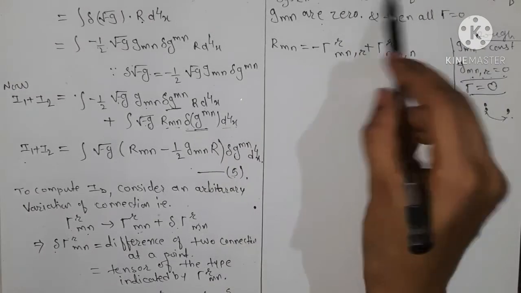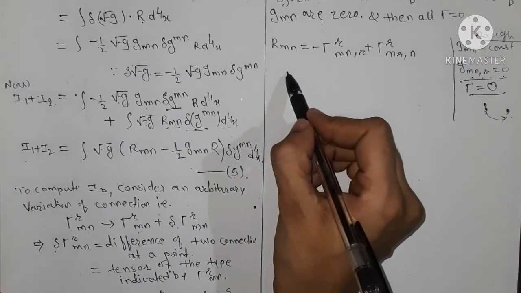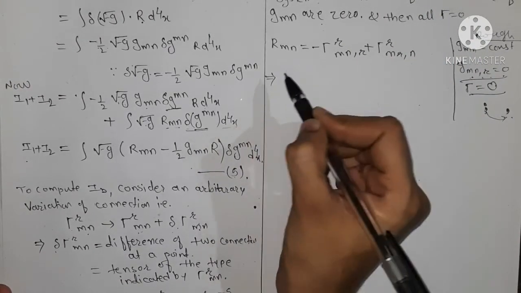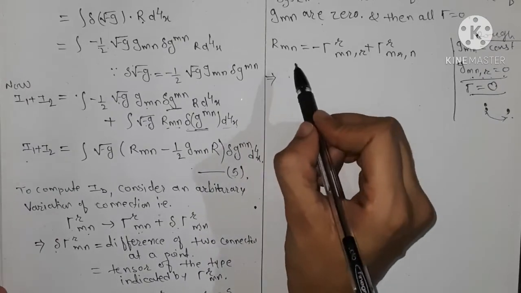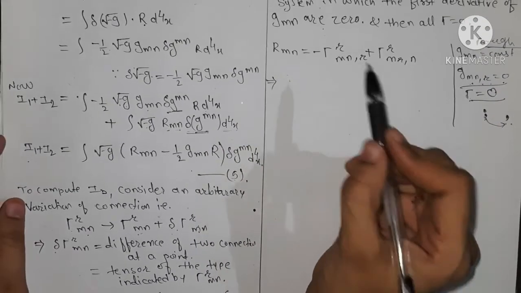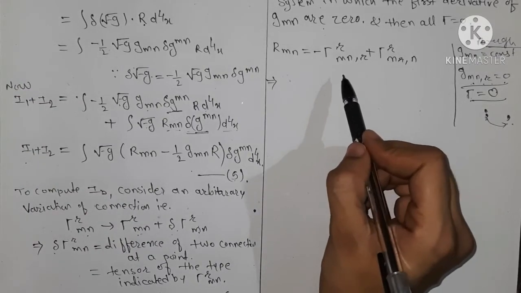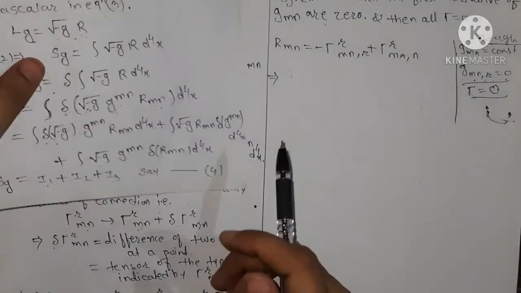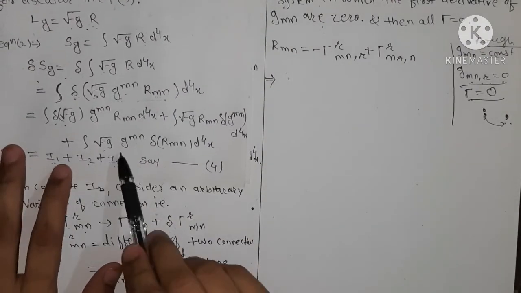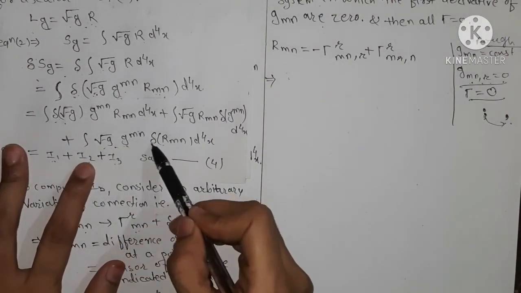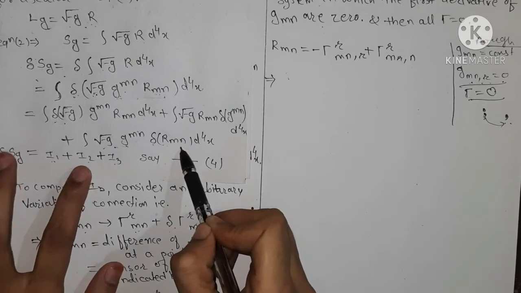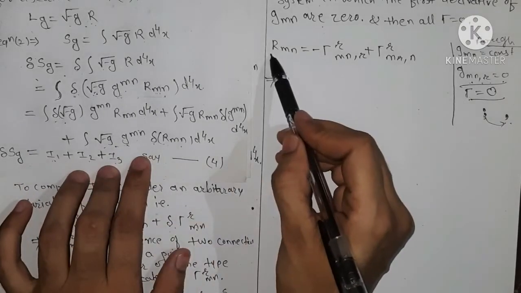This happens only in the local Riemannian coordinate system. Now this implies that we define the term in I3. We have the term g^{mn} δR_{mn}. See, in I3 we have the term g^{mn} δR_{mn}. Okay, so we define the R_{mn} here.